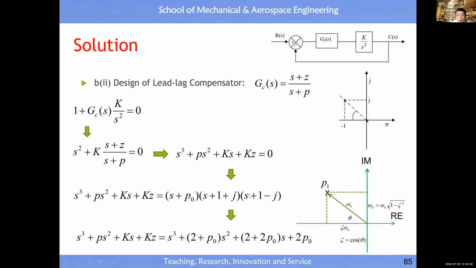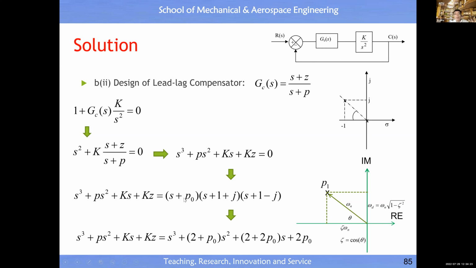Two of the roots have been chosen by the customer, because I want this system to have these two roots, minus 1 plus minus G1. Then there is one remaining root, which we can use to determine the best values for Z and P. So this must include these two roots plus the additional root.